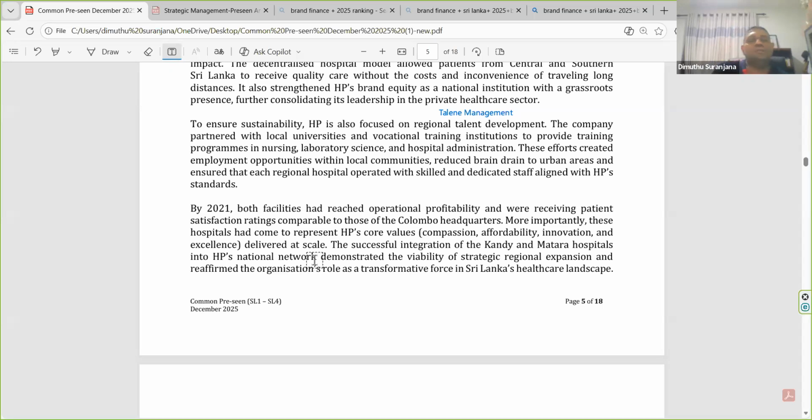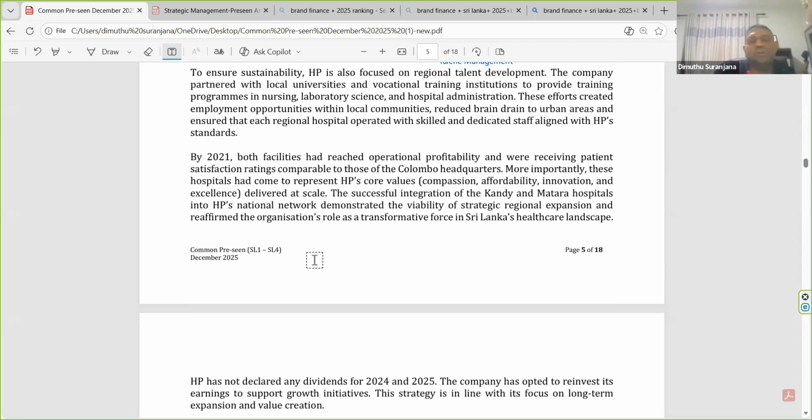By 2021, both facilities had reached operational profitability and were receiving patient satisfaction ratings comparable to those in the Colombo departments. So the operational profitability was there. More importantly, these hospitals had come to represent HP's core values: compassion, affordability, innovation, and excellence.